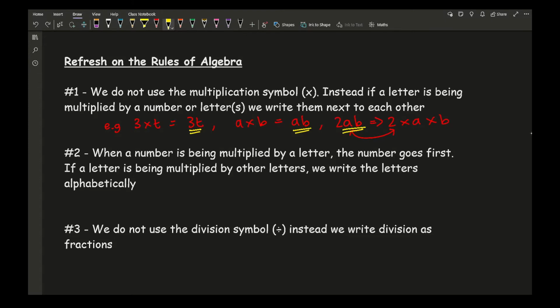Now, the second rule is that when a number is being multiplied by a letter, the number always goes first. So imagine you have got, let's say, a couple of pens in your hand. You would say that you've got 2 pens or 3 pens or 5 pens in your hand.